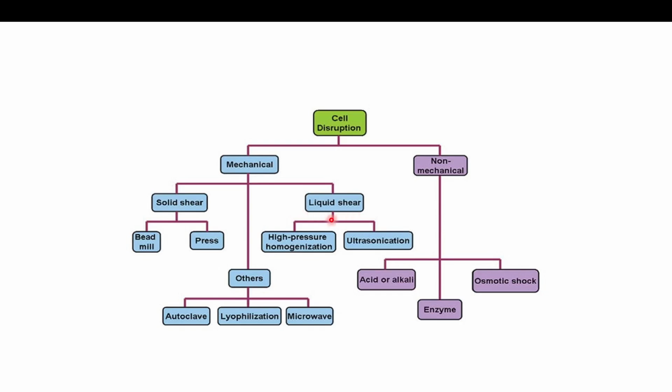Okay. Then liquid shear can be categorized into high pressure homogenization or sonication, and there can be autoclaving, lyophilization, microwaving, or thermolysis. Okay, like using heat to break open the cell. And under non-mechanical methods, we just saw it can be treatment using acids or alkali, like basically changing the pH of the medium, exposing the cells to changes in the pH. There can be osmotic shock, wherein you put in water to swell up the cell so that the cell finally bursts open.